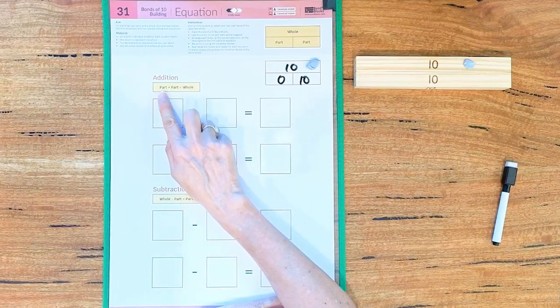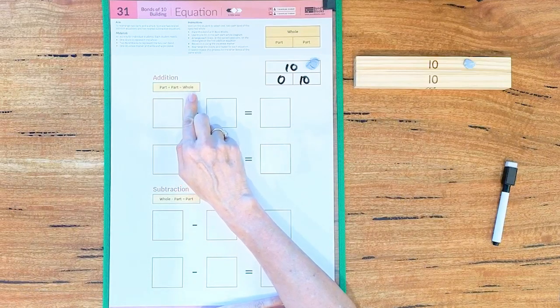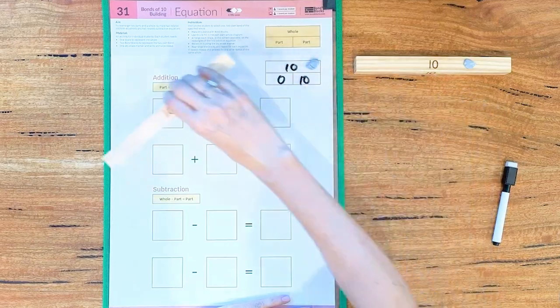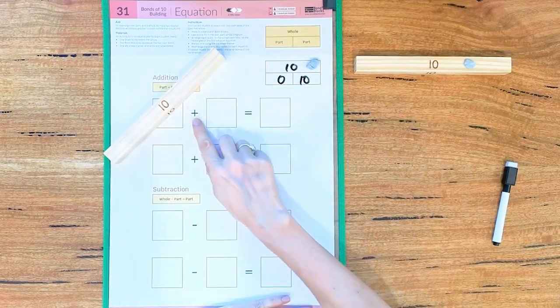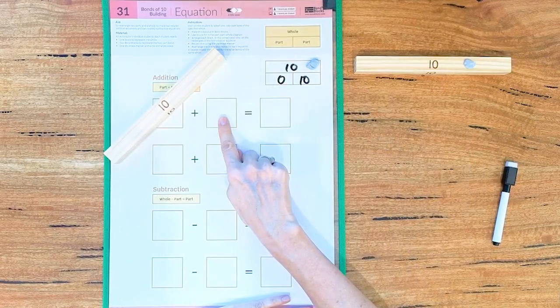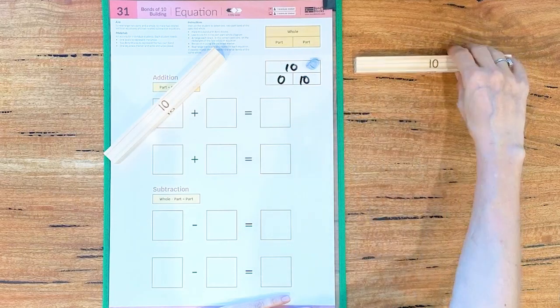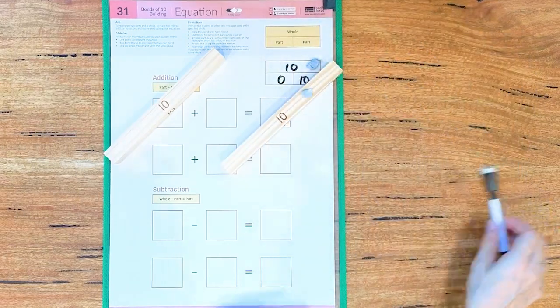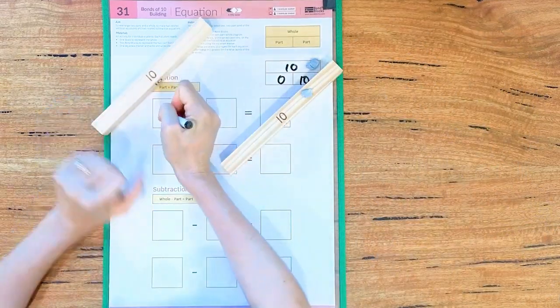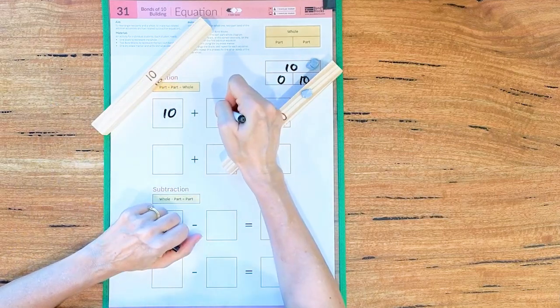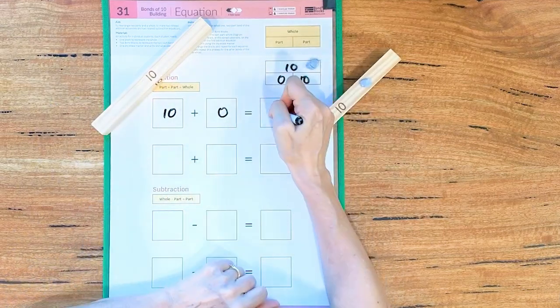Addition is part add part equals whole. A part of 10 add the part that was 0 equals the whole that is 10. 10 add 0 equals 10.